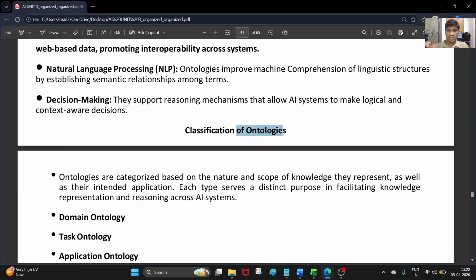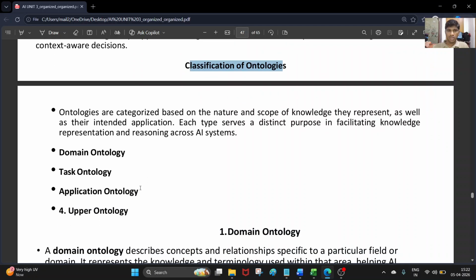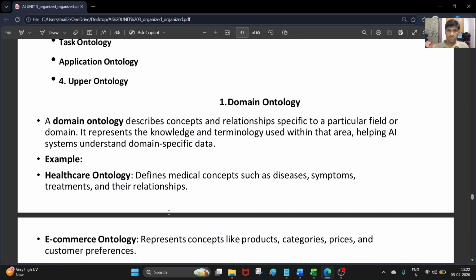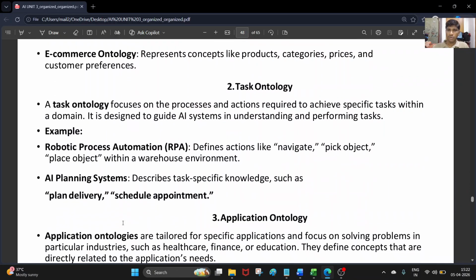Next is classification of ontology. How is ontology classified? It's based on four things. One is domain ontology, task ontology, application ontology, and upper ontology. Domain is nothing but how a framework works in a particular domain. The domain ontology describes the concepts and relationships specific to a particular field or domain. For example, healthcare ontology. It defines medical concepts such as disease, symptoms, treatments, and their relations in a particular domain.